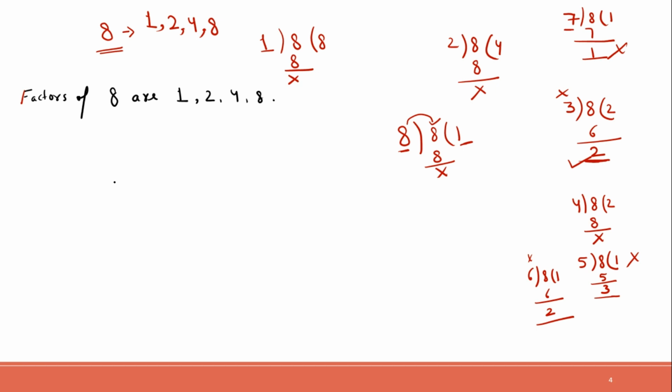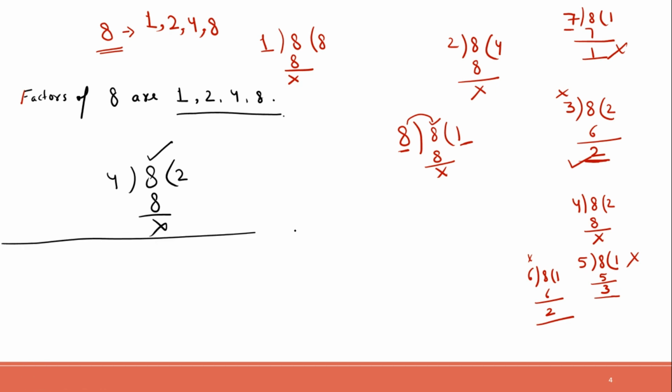That means 8 is divisible by all of these numbers. If I want to divide 8 by 4, I can directly write 4 into 2 is 8. That means 8 is completely divisible by 4. That means now I want you guys to write this.